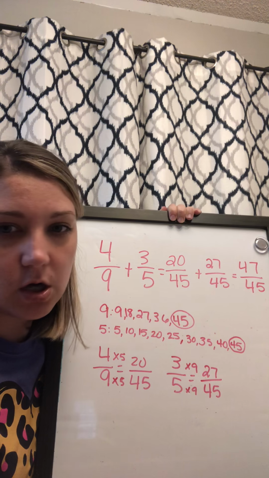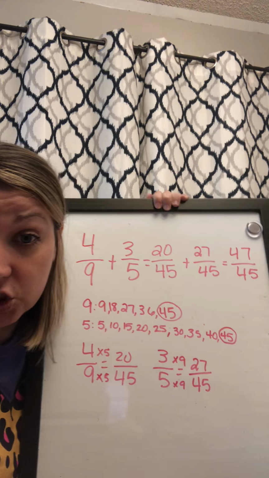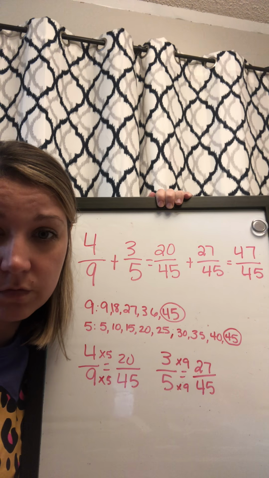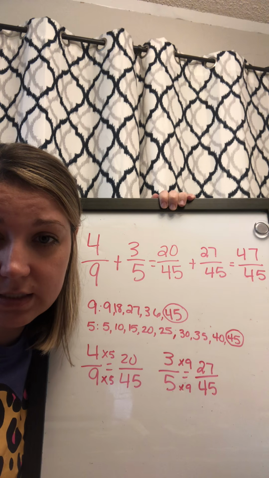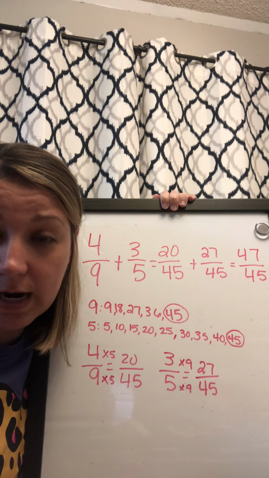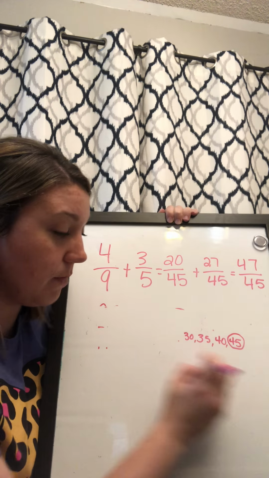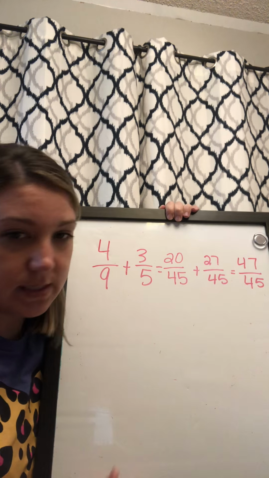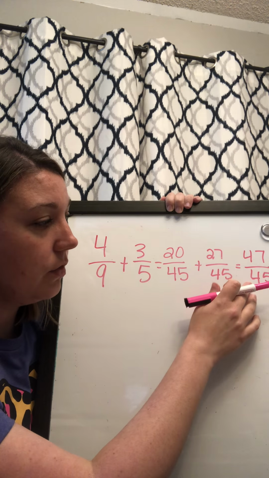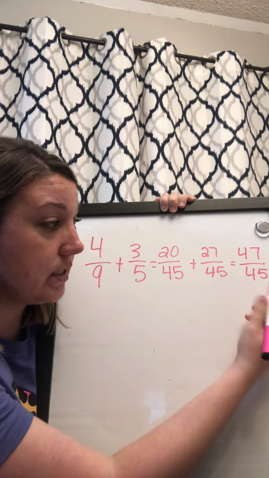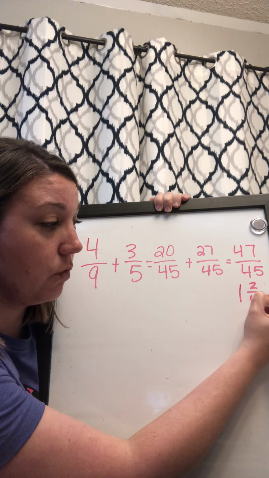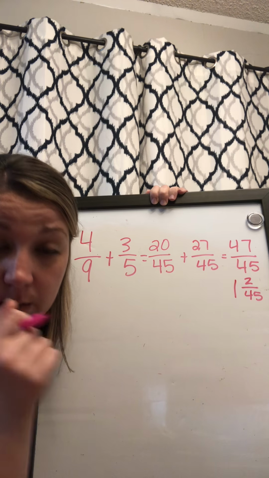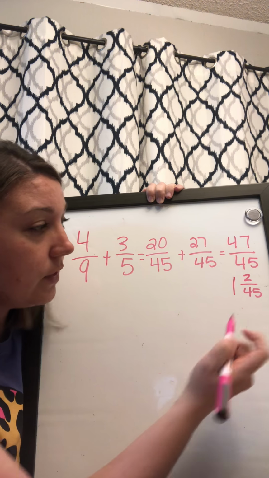So now we have 47 over 45. What do you notice about this fraction? It's improper. Do we like to leave our fractions improper as our answer? No, we don't. So I'm going to do a quick review for those of you who may not have watched my other video. We're going to change this into a mixed number. So you may be able to tell that you have one whole here and you have 2 remaining. And so you would be able to just change this to 1 and 2 over 45 and you would be done. That's fine.